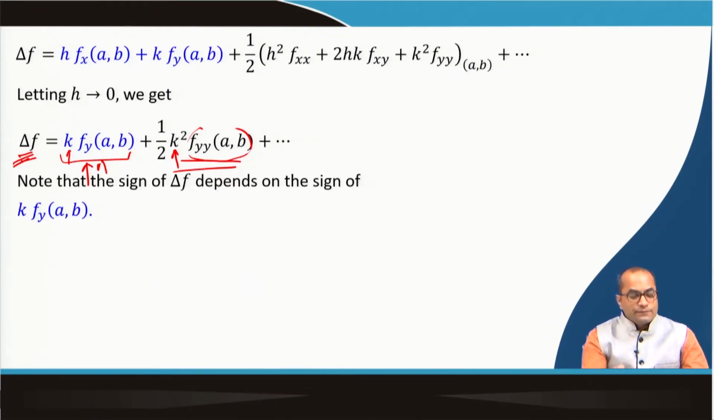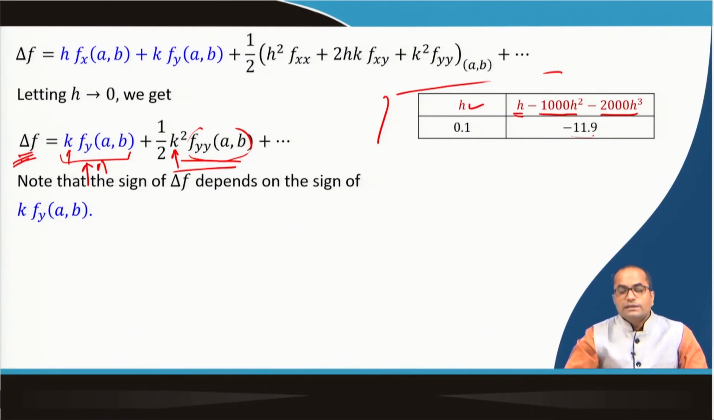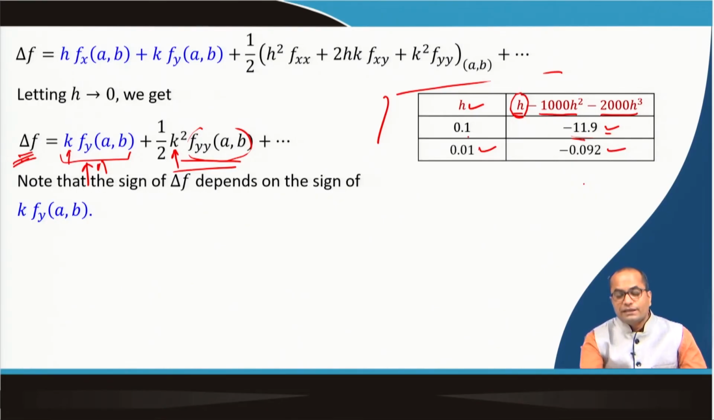Why is this happening? We can get the idea from this example. Suppose we have the expression h minus 1000 h square minus 2000 h cube. If we pick h as 0.1, the value of this expression is minus 11.9. The sign of h was positive, but we are getting a negative sign for the expression. So, it is not the case that the sign of h is the sign of the whole expression. Why? Because h is large. But if we make h smaller, the expression is still negative for a while, but eventually it will take the sign of the first term, which is positive.